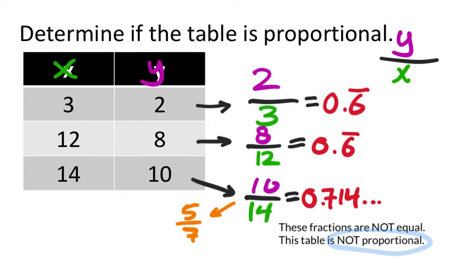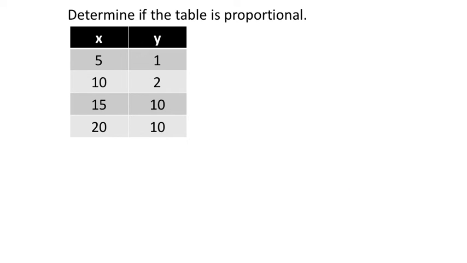There we go. Now, again, if it were proportional, I would find the constant of proportionality, but it's not, so I don't have to worry about it. All right, you guys take a minute, see if you can figure out if this table is proportional or not. Then we'll go over it together. Okay, 1 minute.